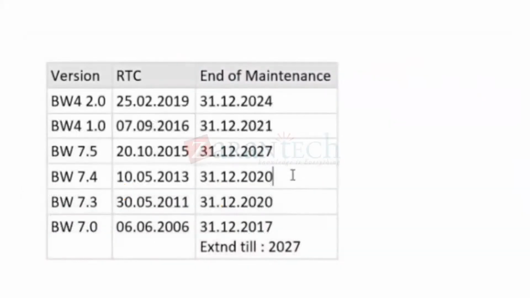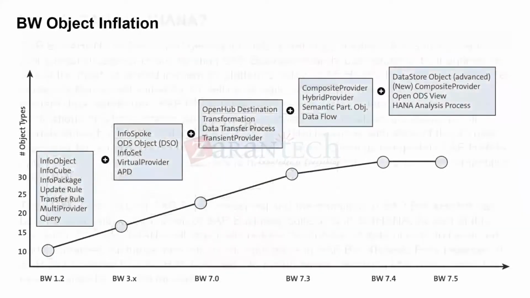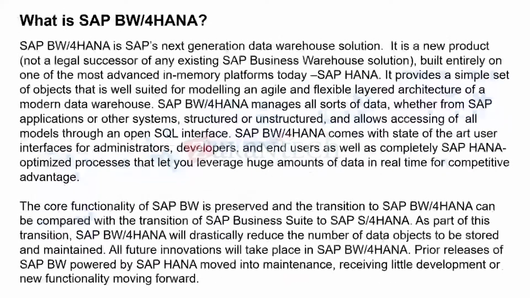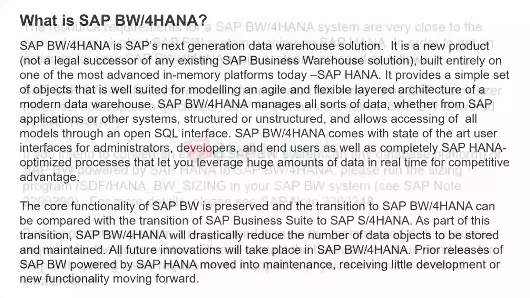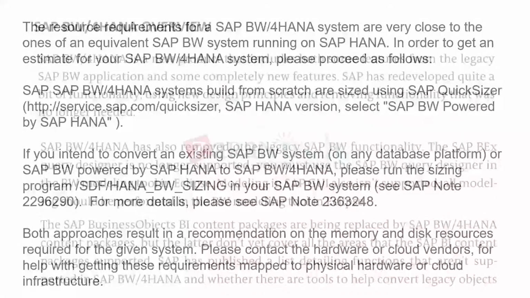We have seen these dates, we have seen these objects. I think it's getting repeated. I don't know, am I going into a loop or what? Okay.